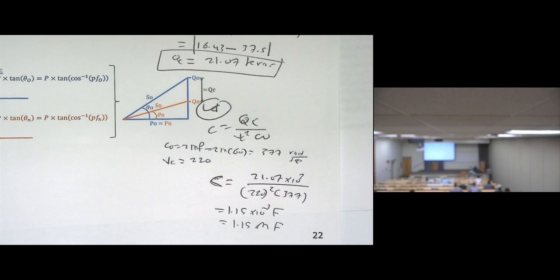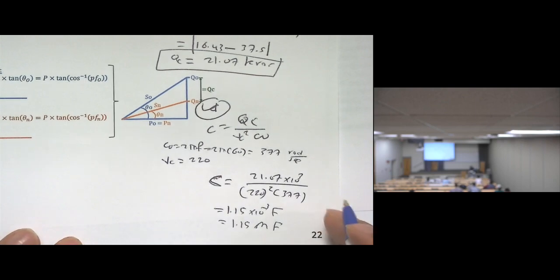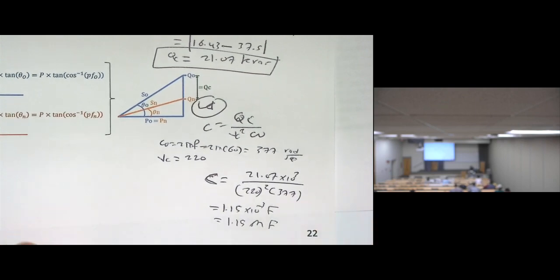Okay, any questions? Any questions how we found it? Just follow the procedures and substitute the values. Then you can go to your boss and say, I need 1.15 millifarad to solve the problem. Then problem solved. Then you can save your job.